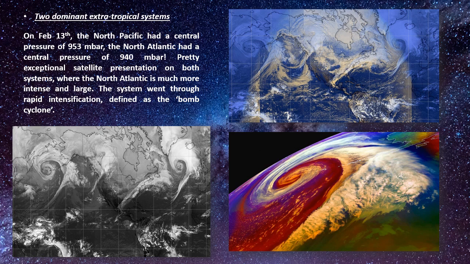The North Pacific had a 953 millibar central pressure, and 940 millibar in the North Atlantic area. Also, the North Atlantic system was much larger, and it was a bomb cyclone compared to this one in the North Pacific. So this was an exciting event which happened in that particular week.